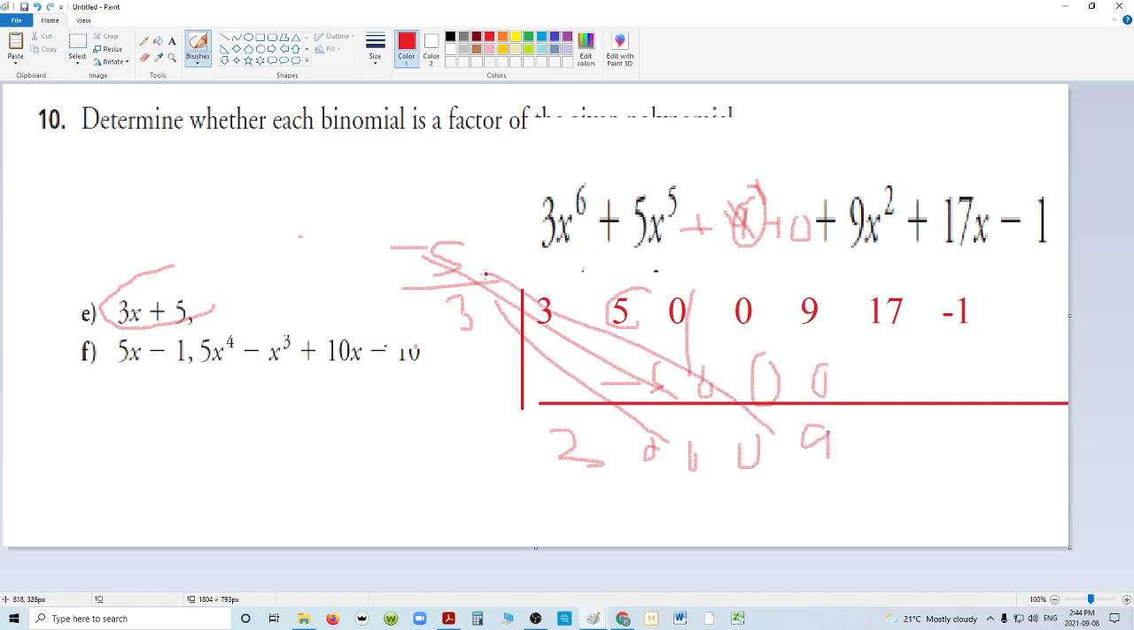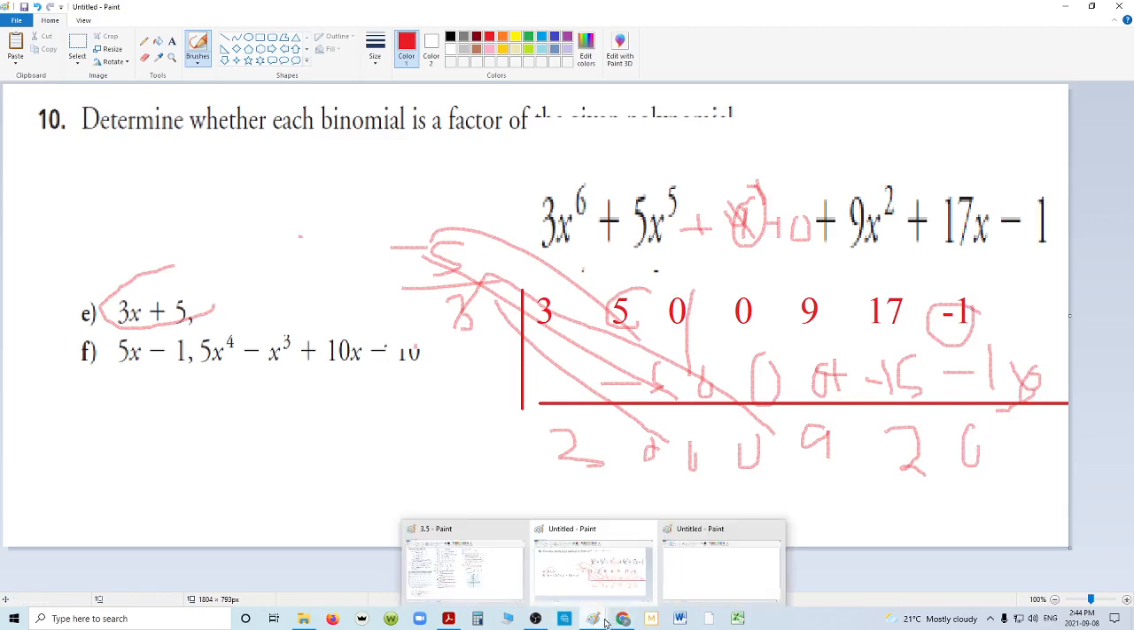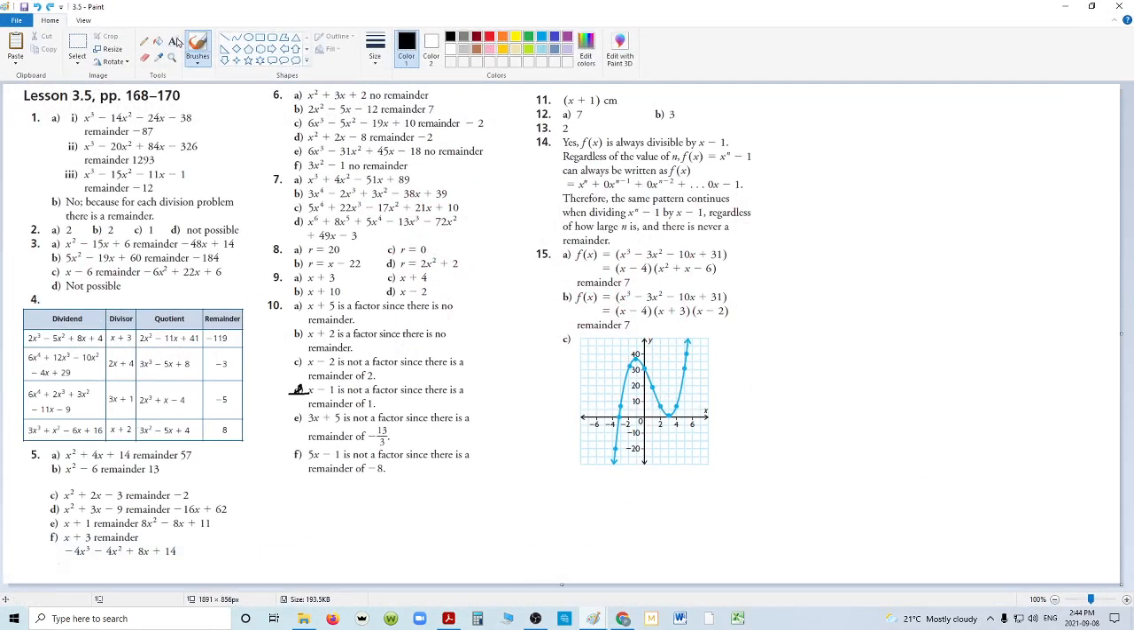9 times minus 5 over 3, the 3 goes into 9 3 times. 3 times minus 5 is minus 15. When I add them, I get 2. And I can see that 2 times minus 5 over 3 becomes minus 10 over 3 instead of minus 1. It does not come up as 0. Let's make sure, because I did that fast, that it is not a factor.